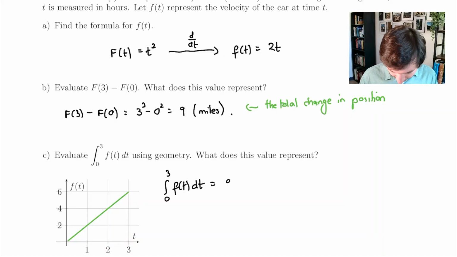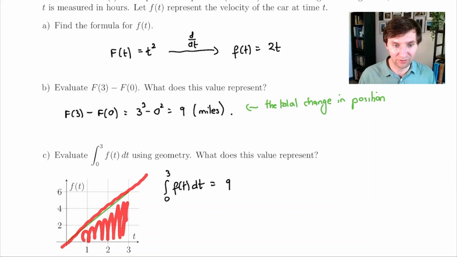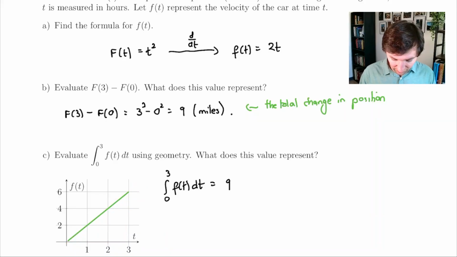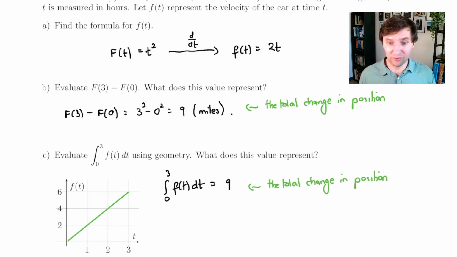This is 9. What is the meaning of this number? If you watched my video about the net change theorem, you know that whenever you're given a velocity function, the area of the region under the velocity function gives you the displacement. A different word for displacement is the total change in position. This means that this answer is the total change in position of the car between time 0 and time 3.